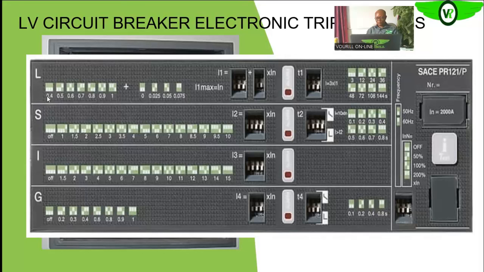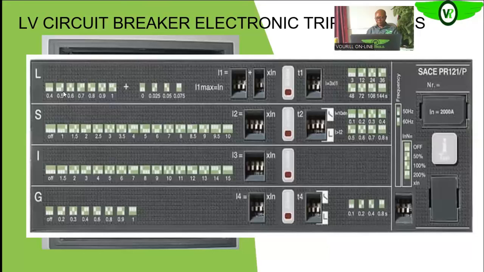So if you look at it, this is the dip switch. This dip switch is telling us I maximum equals the nominal current rating, that is the maximum current, 1 times. Now here, if you want to set it at 40%, that is 0.4 times the nominal current rating, it means that these 3 buttons should be down.